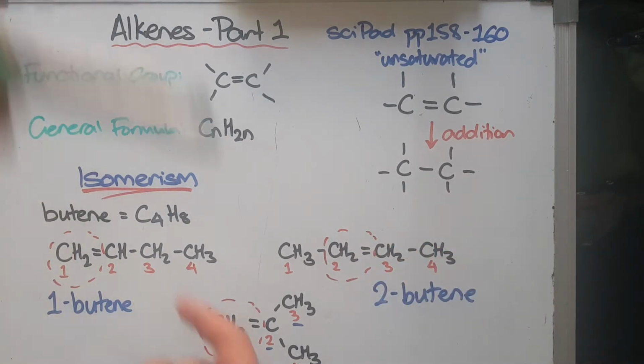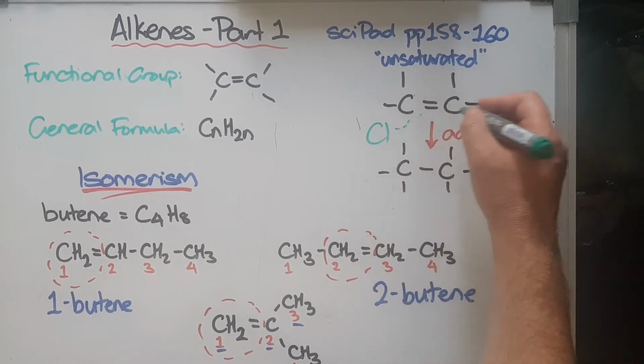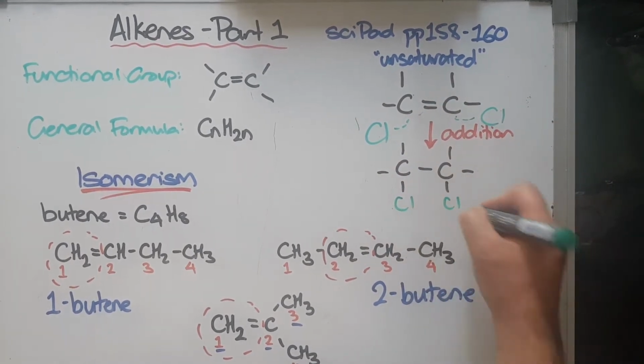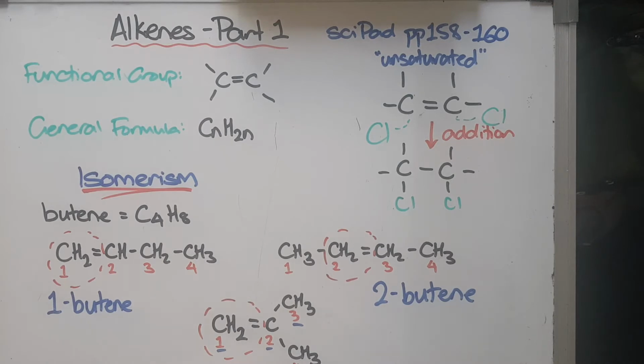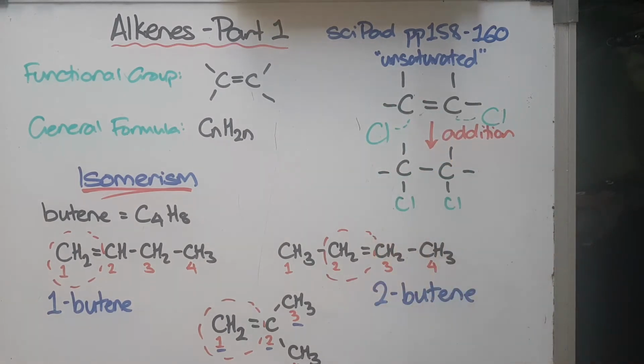So it could be, as I say, a Cl going in here, and a Cl going in here, so that we've got Cl and Cl down there. So it could make a chlorocarbon, or chloroalkane, sorry. So that's what we mean when we say unsaturated. It can have things added to it without breaking the carbon backbone.